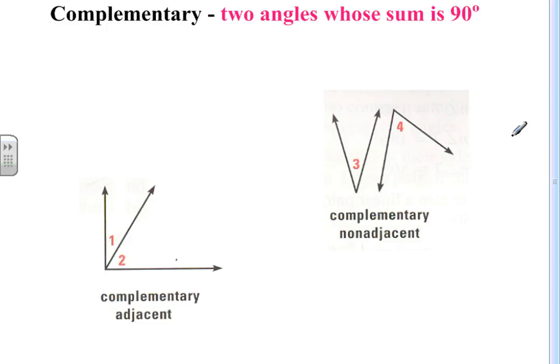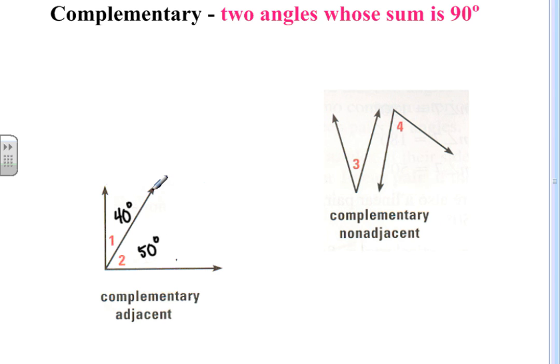This video will look at complementary and supplementary angles. So to review the definitions, complementary angles are two angles whose sum is 90, and sum means to add, so it's two angles that add up to 90. So in the picture on the left here, if angle 1 was 40 degrees, then angle 2 would be 50 degrees.